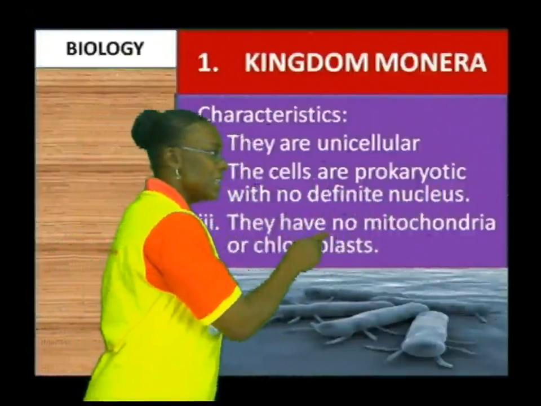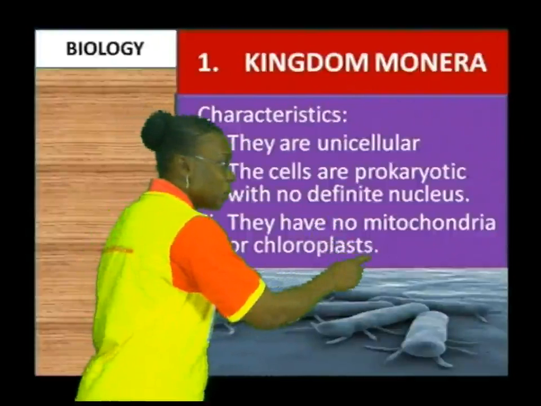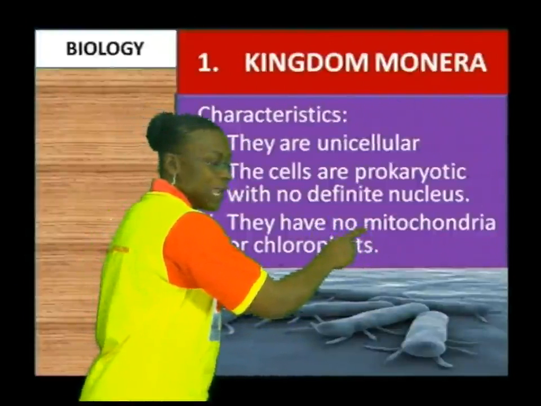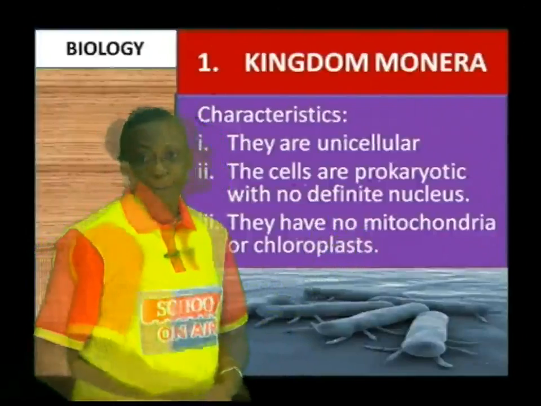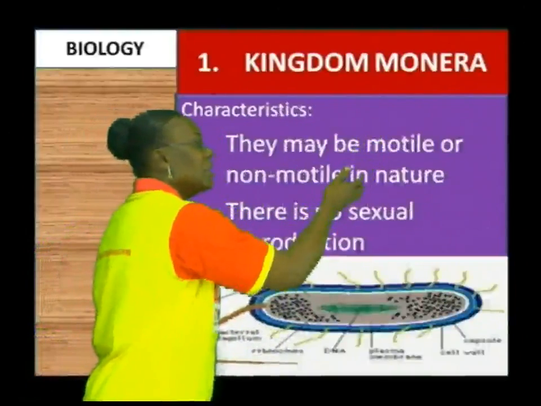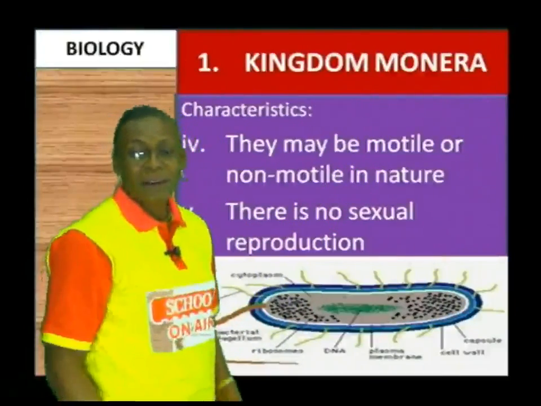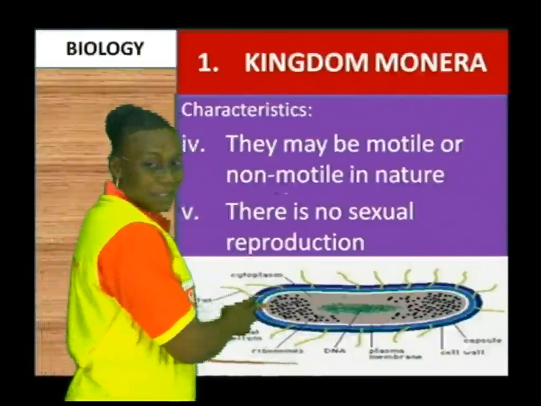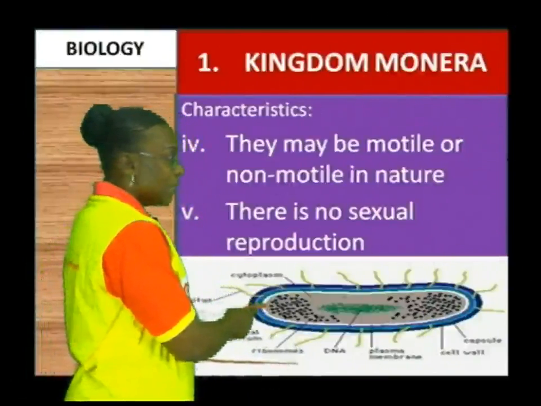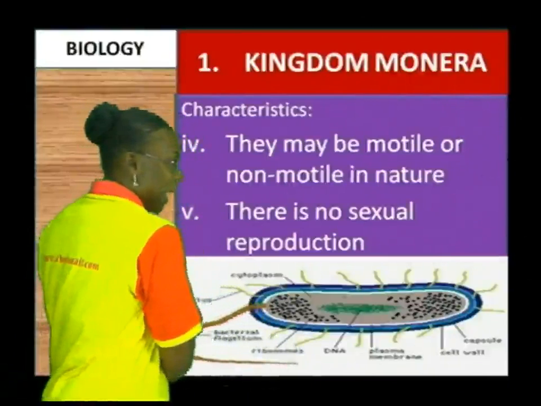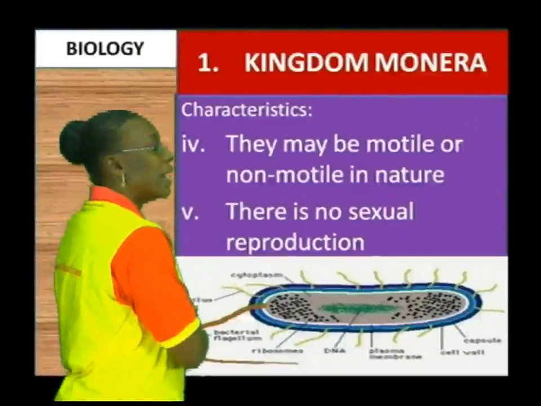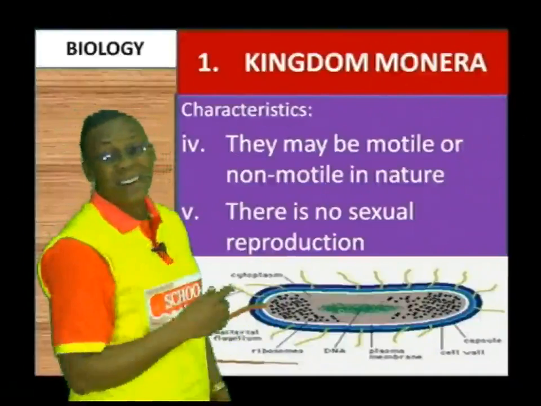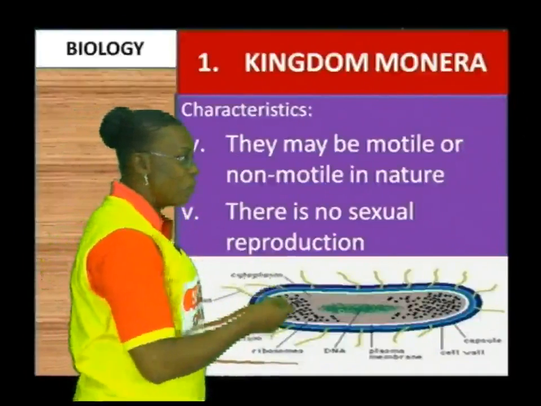All organisms in the kingdom Monera do not have mitochondria, which is a place where energy is generated, and they don't have chloroplasts for manufacturing food. Now, they may be motile or they could be non-motile in nature. In other words, some of them can move. Now, you can see this organism. This is a bacterium. Now, you can see a flagellum there. So that means this one is motile. There are some that don't have this flagellum, and so they are non-motile. So whether they can move or not.